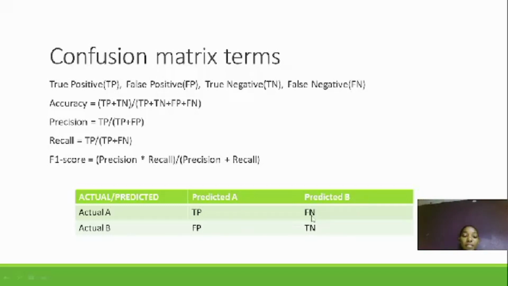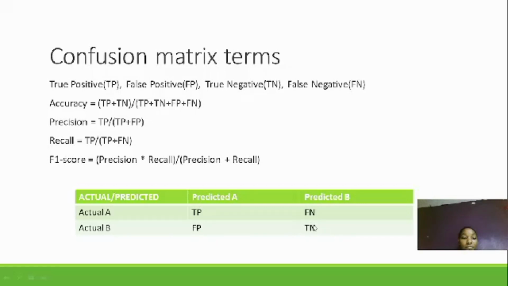And then here B was predicted as A. These are the ones that were predicted as A, yet they're supposed to be B. So that's a false positive. And then here, these are true negatives. It was predicted as B and it's B. So it's a true one.